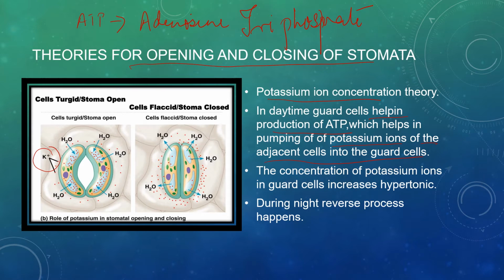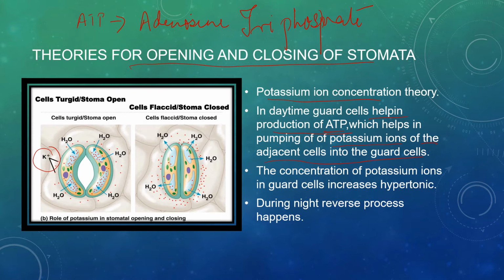Now what happens then? During daytime photosynthesis is taking place, we all know, and the chloroplasts in the guard cells help in the production of ATP. So adenosine triphosphate is being produced with the help of the chloroplasts in the guard cells. We have seen in the previous slide that chloroplasts are there in the guard cells, helping in the production of ATP. Now what is this ATP doing? This ATP is actually pumping the potassium ions.